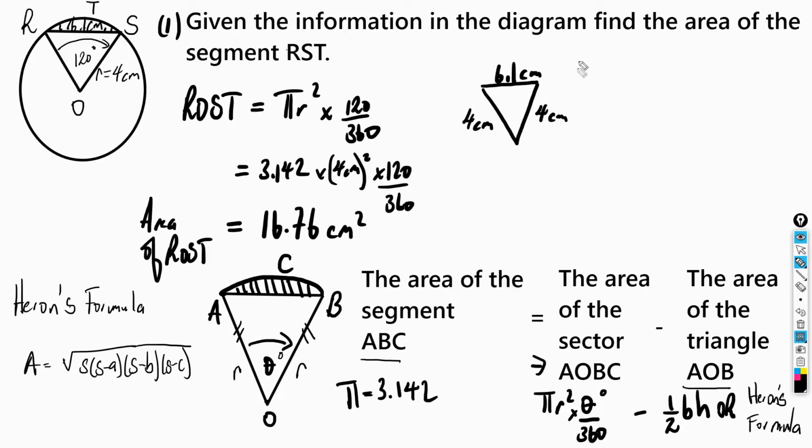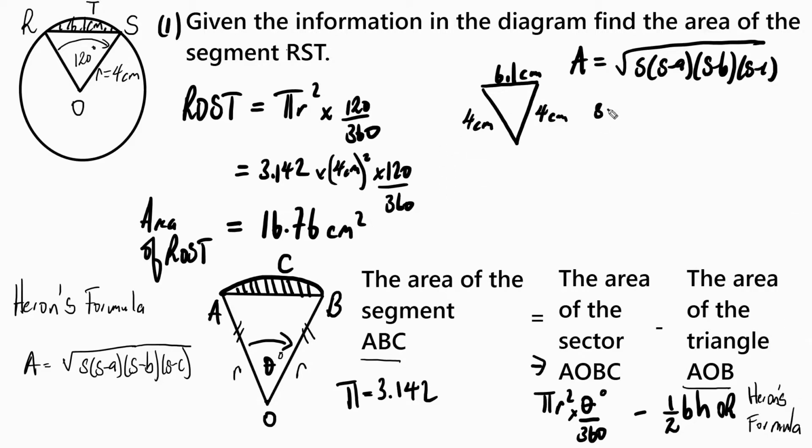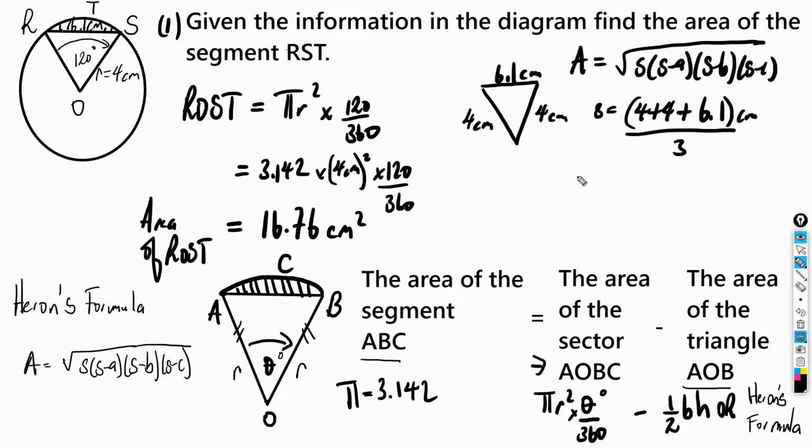So what we'll have to use is Heron's formula, and I have it right down here. So we have to find the square root of s times s minus a times s minus b times s minus c. Cool. Where s is the semi-perimeter. Okay. So let's find s then. S is equal to 4 plus 4 plus 6.1, and this should all be in centimeters. And we're going to divide that by 2.